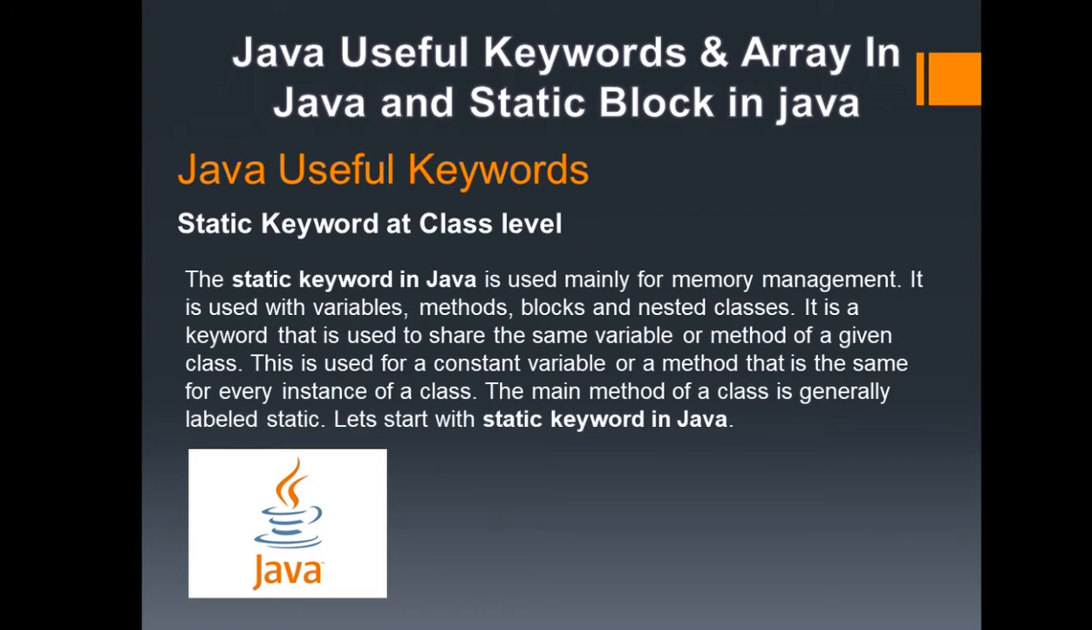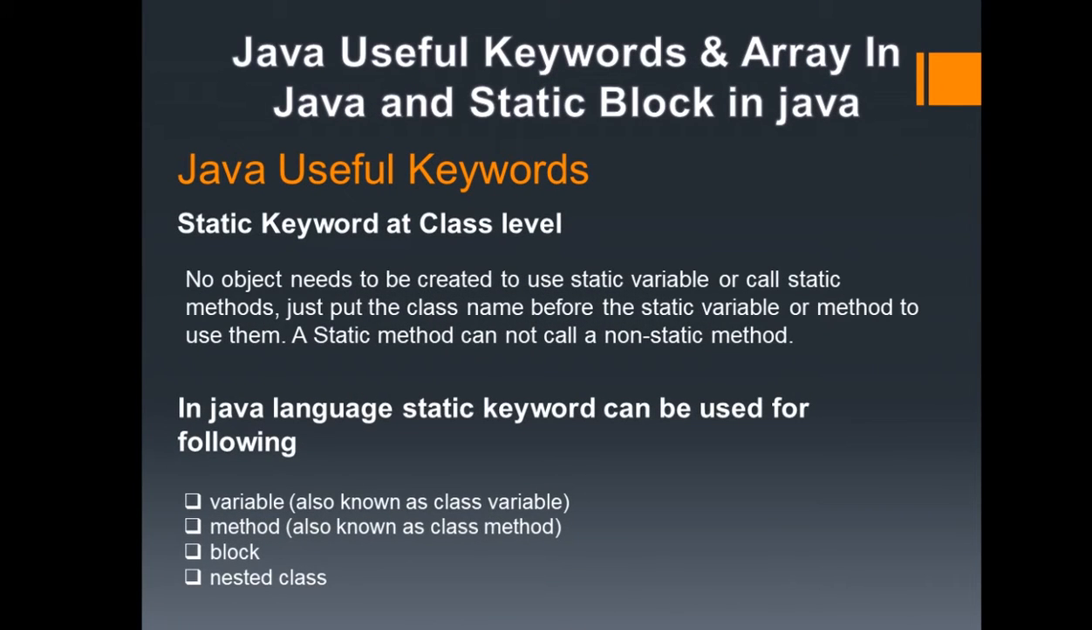Now the next keyword is the static keyword. The static keyword in Java is useful mainly for memory management. It is used with variables, methods, blocks, and nested classes. It is a keyword that is used to share the same variable or method of a given class. This is used for a constant variable or a method that is the same for every instance of a class. The main method of a class is generally static. Let's start with the static keyword in Java.